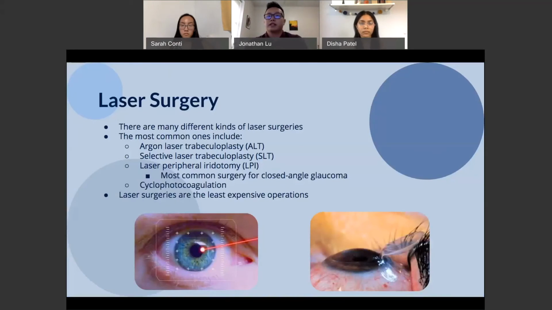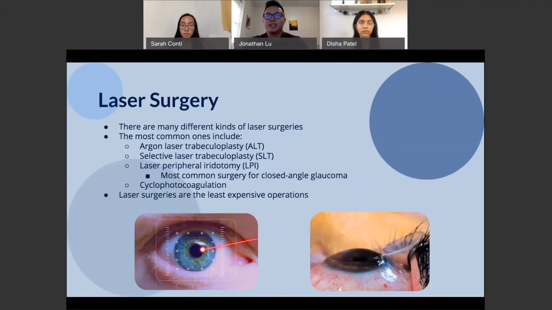There are many different types of laser eye surgery. This includes ALT, SLT, LPI, and cyclophotocoagulation. A doctor's decision to do laser eye surgery should not be the first option unless the patient is in a medical emergency, such as diagnosis of closed-angle glaucoma, or if eye drop therapy does not work. However, if other therapies do not work, laser surgery could be a potential treatment.